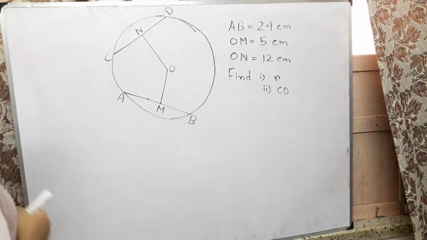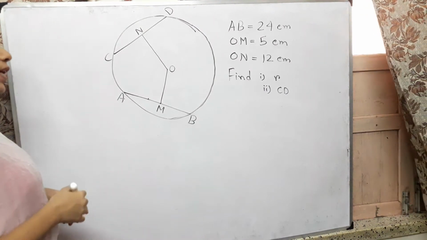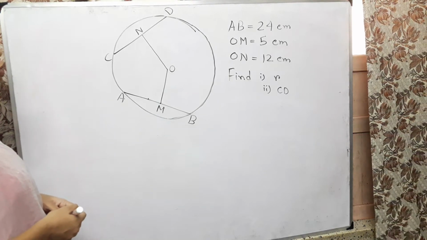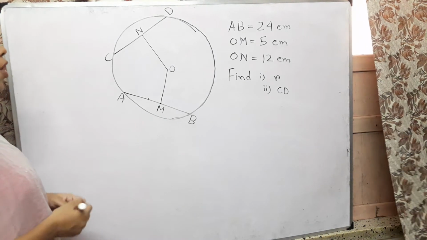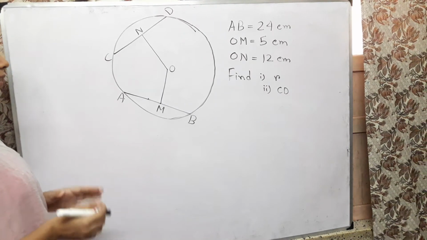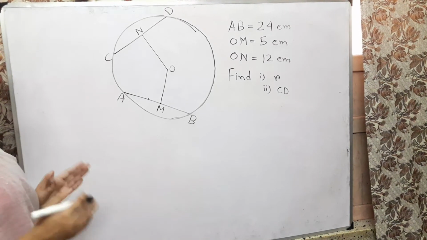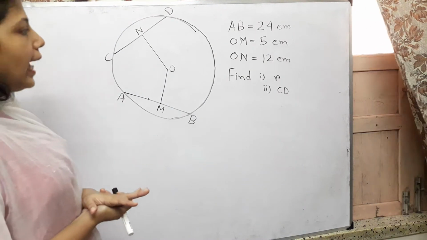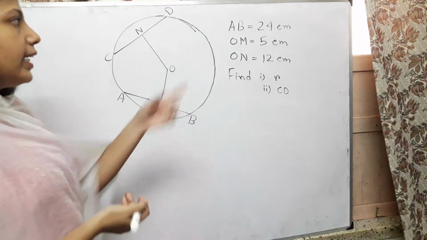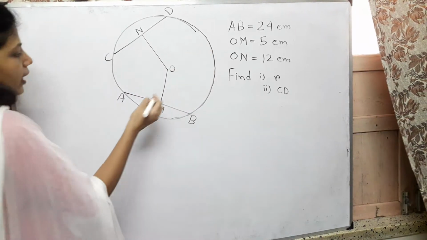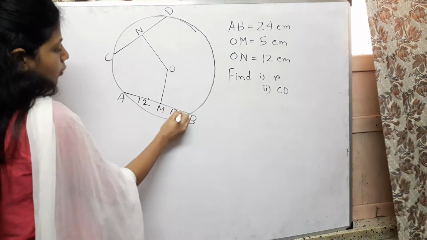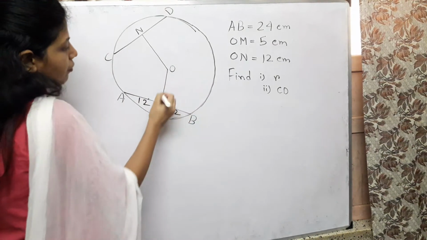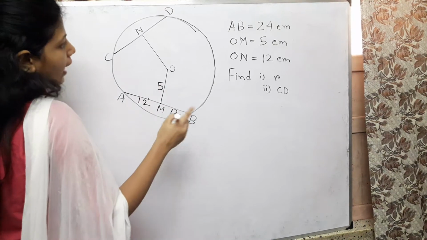It is number 3. A circle with center O is given. Two chords are there, AB and CD. Two perpendiculars are drawn from O to AB and CD, which intersect the chords at the points M and N respectively. AB equals 24 centimeter. It is given here. So from here we can say 12, because the perpendicular bisects the chord. OM is 5, ON is 12.